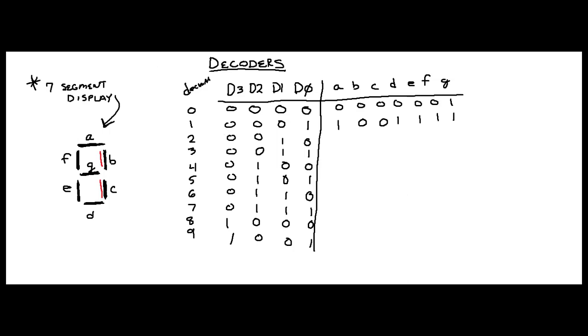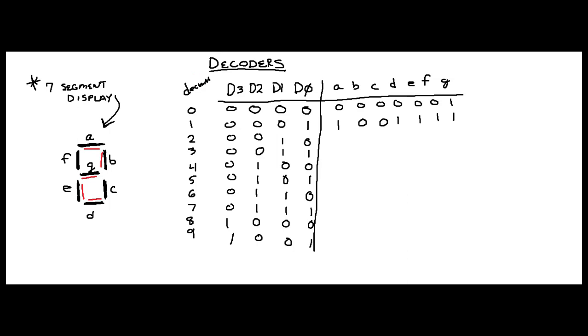Let's do one more. Let's do 2. How's that? Okay. We'll do 2. No big deal. If we want to do 2, then you would have this one on, this one on, this one on, this one on, and this one on.